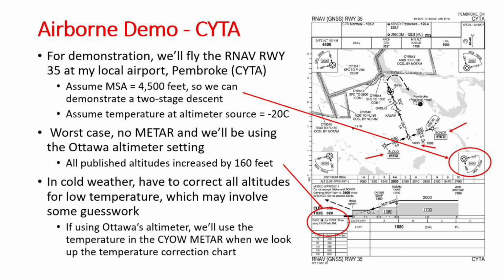If there's no local altimeter setting, you have to use Ottawa's and add 160 feet to all published altitudes. Centre will give you the Ottawa METAR. Since the airport is not in a radar environment, you won't be getting vectors to final. You'll transition via one of the published initial approach fixes, Ilolo, Bonde, or Vixib.